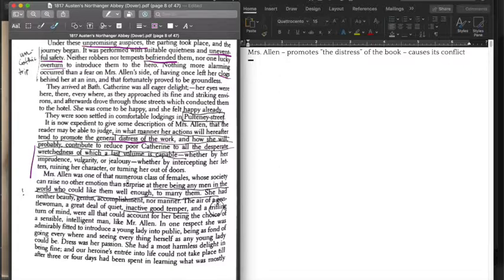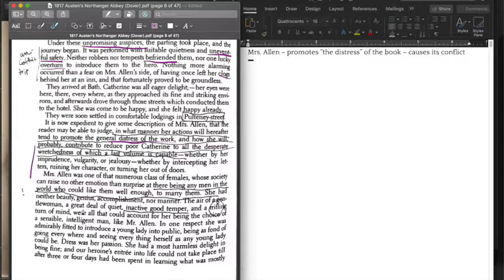Mrs. Allen was one of that numerous class of females whose society can raise no other emotion than surprise at there being any men in the world who could like them well enough to marry them. In case you didn't know it, that's called 1803 shade. So Mrs. Allen is the type of woman who, like, being around her can raise no other feeling in you than surprise that there's any man in the world who would like them enough to marry them. That's pretty shady. She had neither beauty, genius, accomplishment, nor manner. Okay, she's not pretty, smart, good at anything, well-mannered.